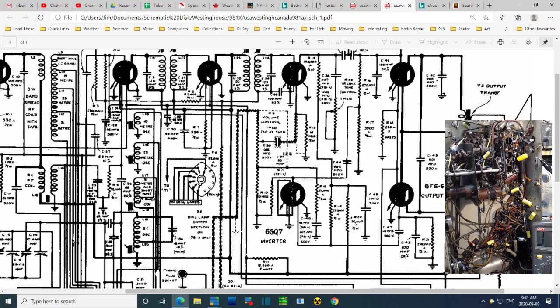Okay, so we try again. Coming off one of these. How about this one? No. It's going to be the plate. It's going to be off of here, actually. Off this plate of this tube. But it would be tied here.